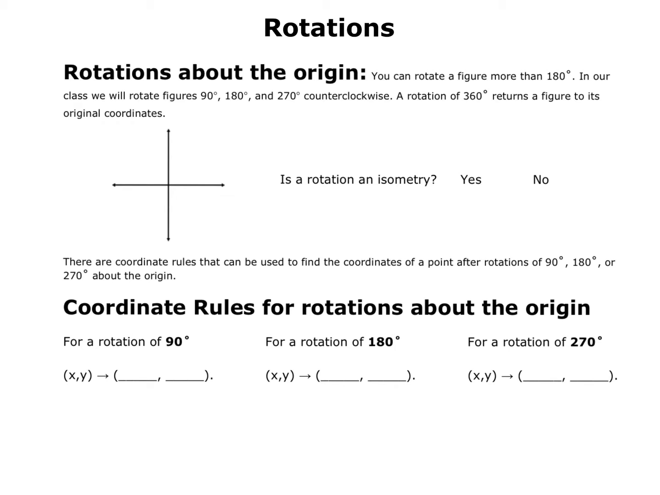So, for example, I have a little heart here that I will place in quadrant 1. So when I rotate it 90 degrees, then it ends up like this. And so that's 90. Okay, and then if I do 180 degrees, or 270 degrees.